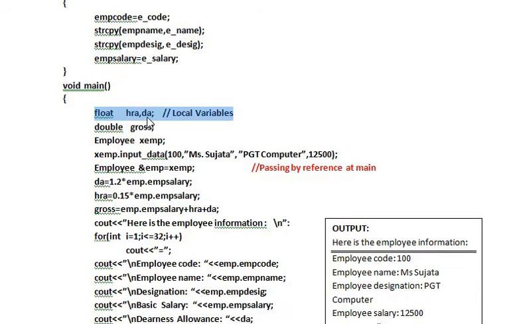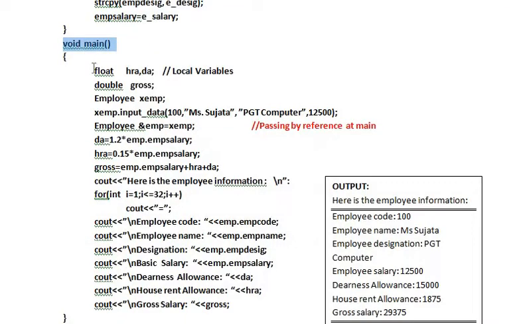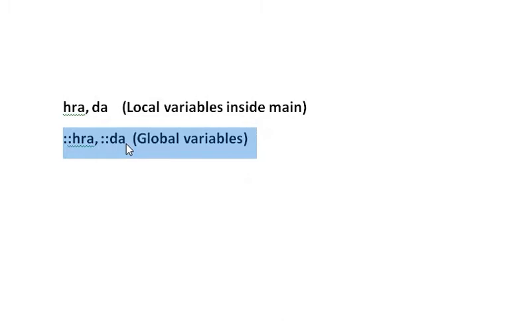Now at the time of declaration of these global variables inside the class employee, we don't have to put the scope resolution operator. Only if we try to access these global variables from inside main, I have to precede those two variables with the help of the scope resolution operator, like this.